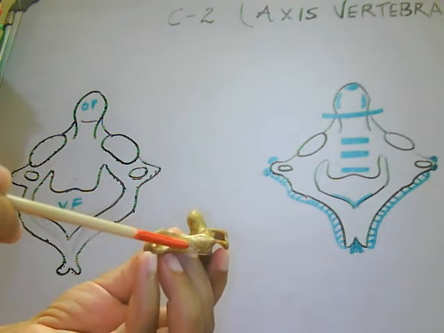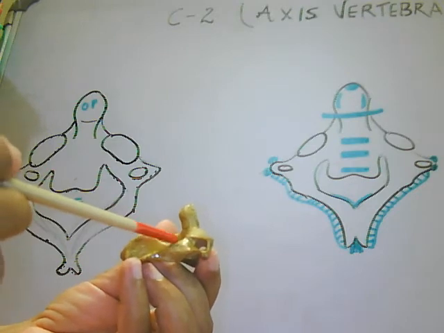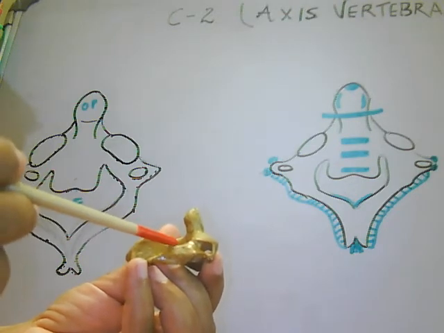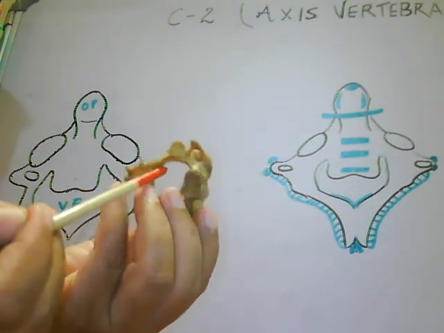This lamina gives attachment on its superior border. It gives attachment to the ligamentum flava. So the ligamentum flava is attached on the superior border and the anterior surface of the lamina.